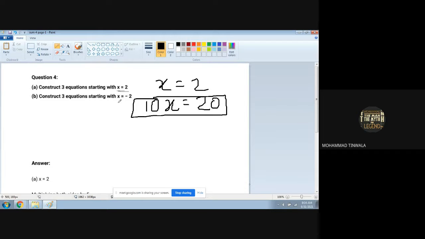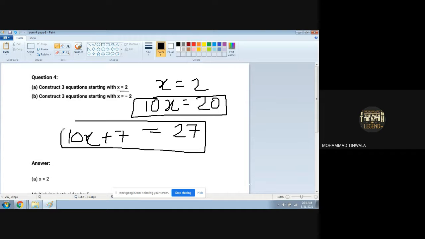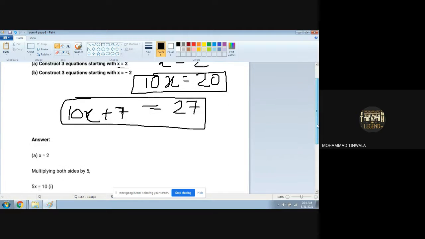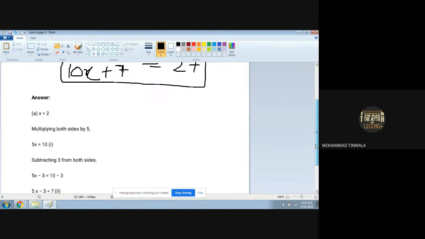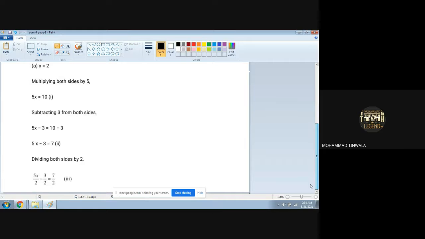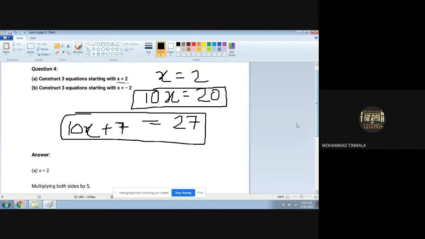Any 3 equations we have to give. 10x plus 7 is equal to 20 plus 7, 27. This is the second equation. This in example I taught you this. In example I taught you this. Are you paying attention or not? Yes, sir.